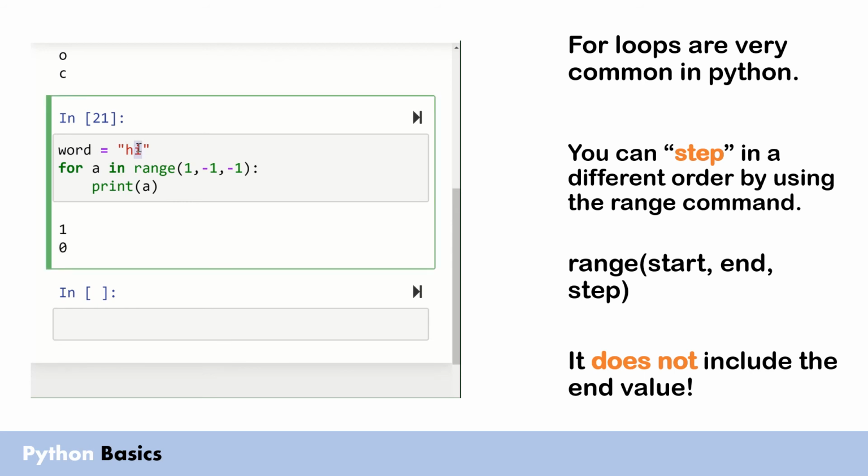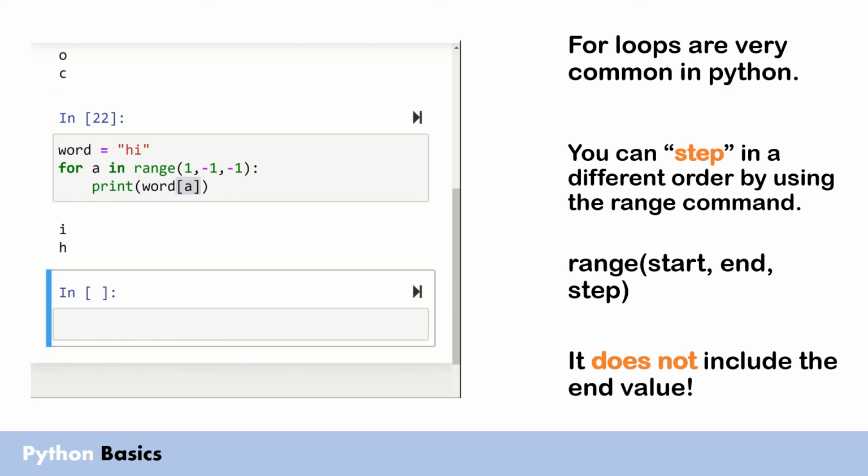So 1 will give me I, 0 will give me H. But I will need to actually display those letters. So I'm going to use the word and treat a as an index. So when I run this one, you see now I'll get I and H.